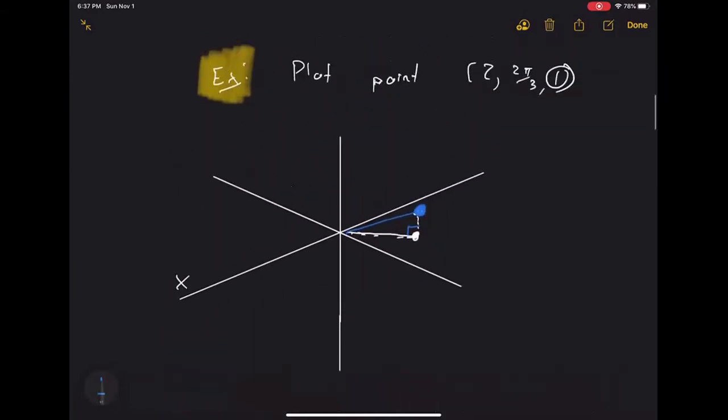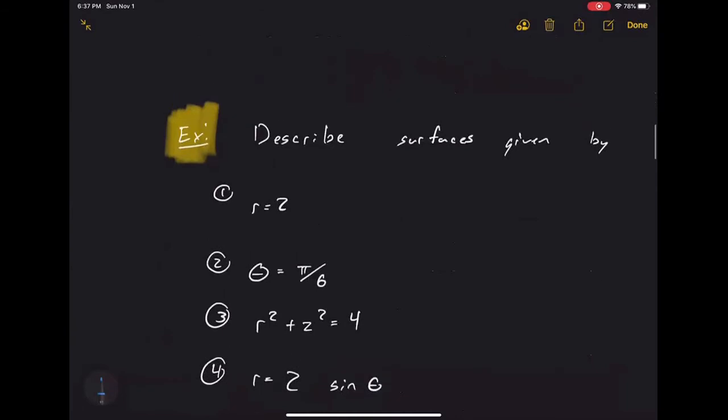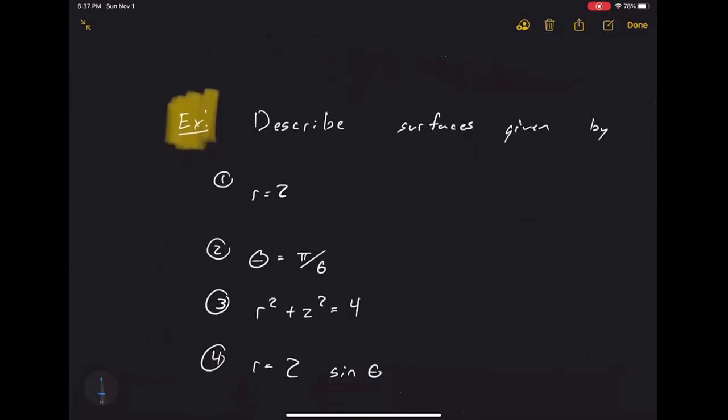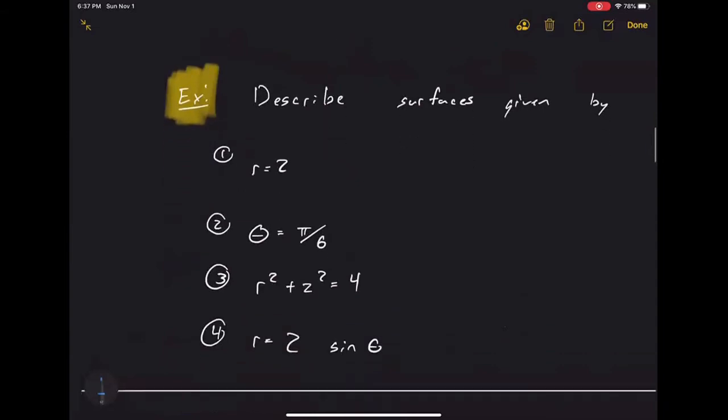Okay, and then we should be able to kind of describe surfaces in these cylindrical coordinates as well. Now, obviously, we're trying to work back up to integration.